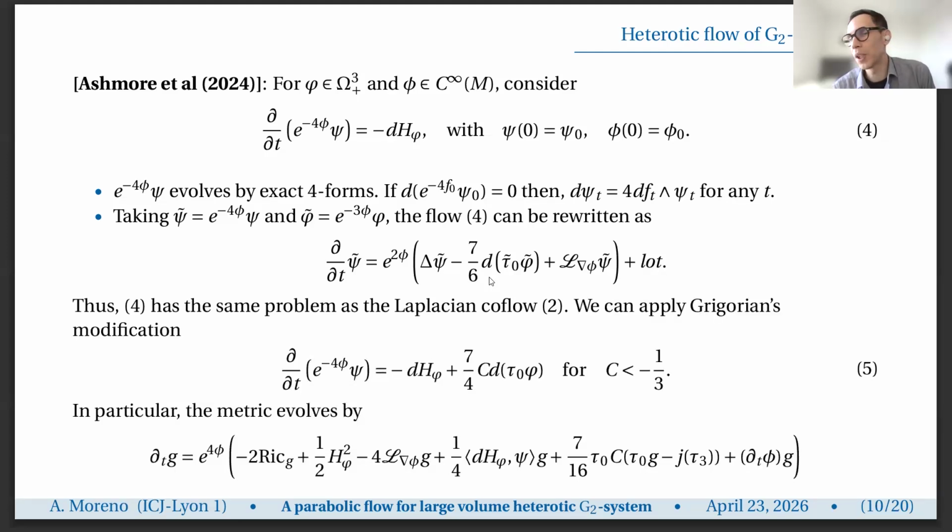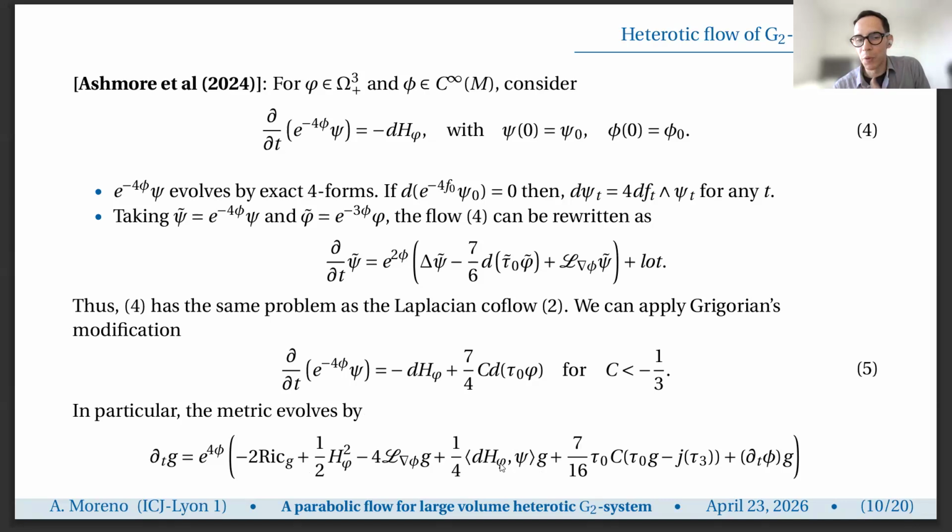So something that you can try to do to overcome this problem is to apply the same Grigorian modification, now with C in an appropriate interval. But now the first thing that you notice is that if you evolve the G2 structure in this way, the induced evolution for the metric is going to be by some kind of modified generalized Ricci flow.